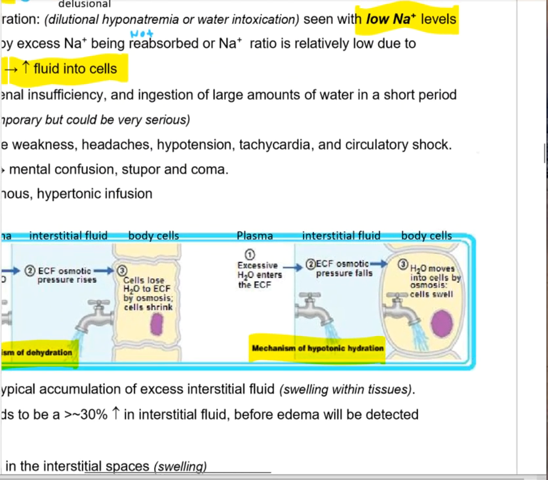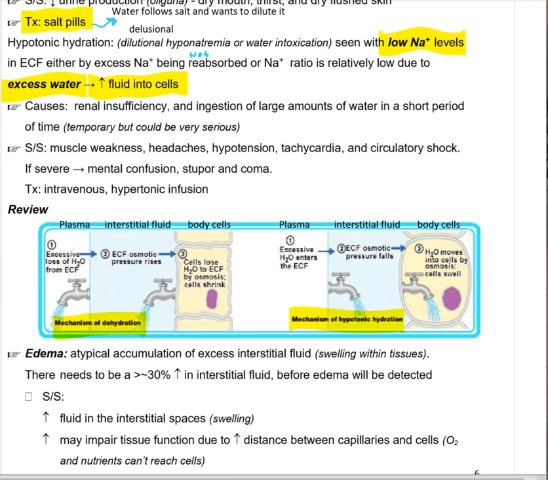All right. So what are the ways that we might have excess water? Well, one is renal insufficiency. Our kidneys aren't working correctly and water's being retained. The other one is ingestion of large amounts of water in a short period of time. This is temporary but could be very serious.